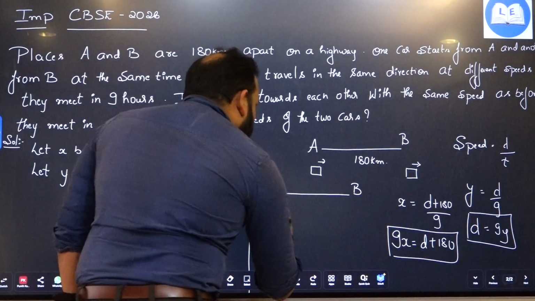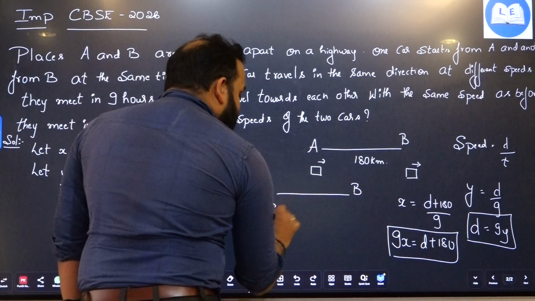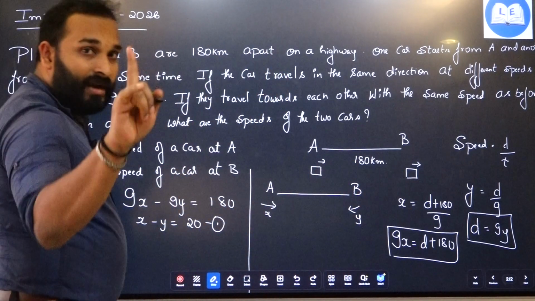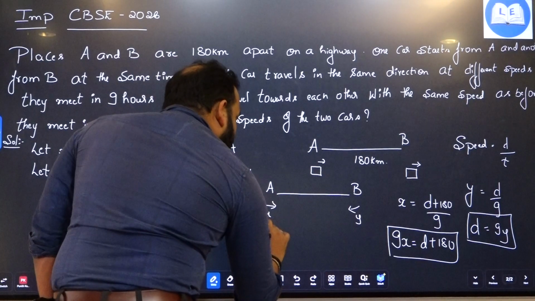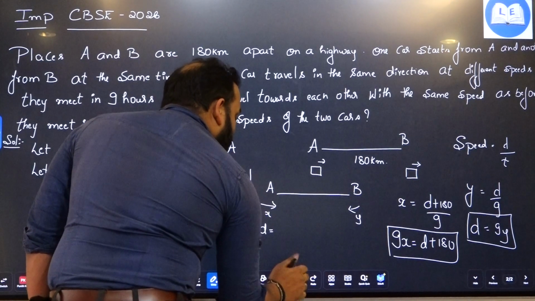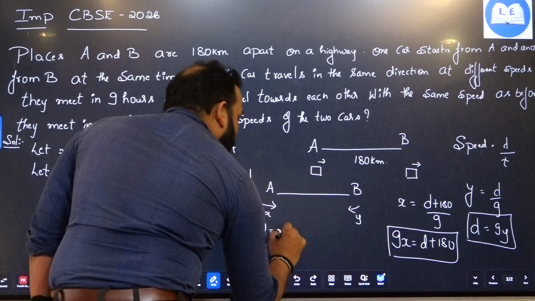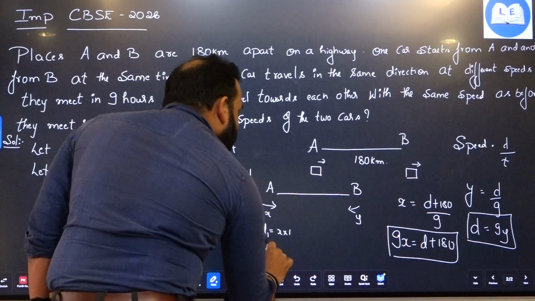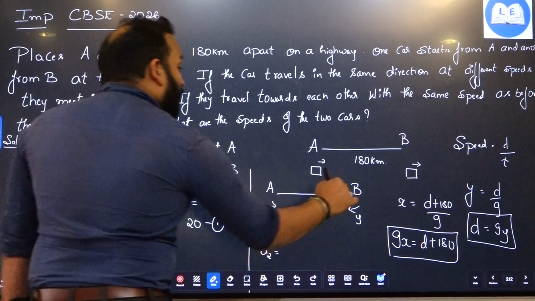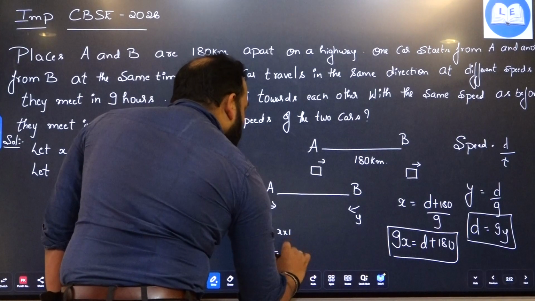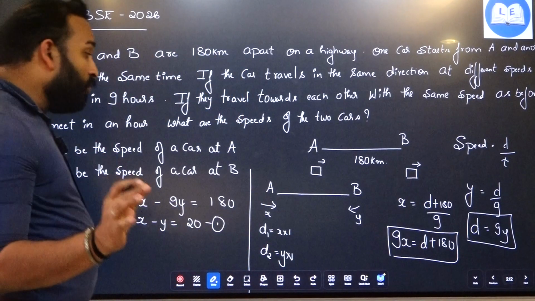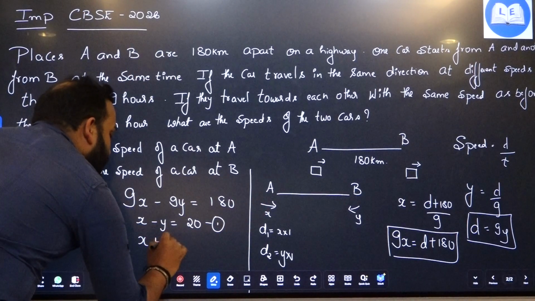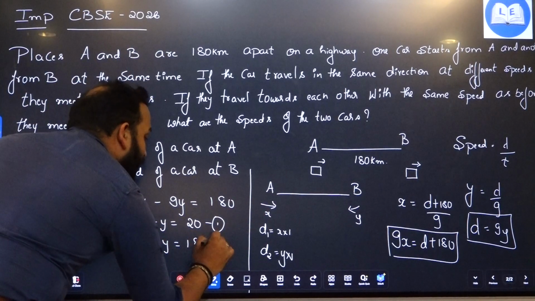So a car is starting from here with speed x. One more car is starting from here with speed y. But here you notice, they meet in 1 hour. So the distance covered by A will be speed into time, x into 1. The distance covered by B, I'll take these as d1 and d2 because it's not the same distance, will be y into 1. Now if you notice, the total distance between them is 180. So together if you add x plus y, you should get 180 kilometer.